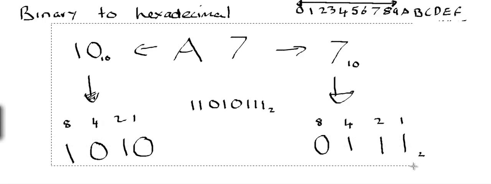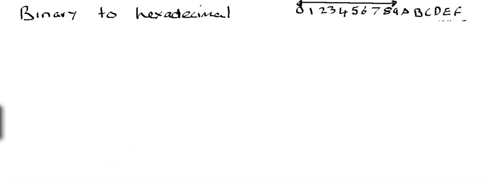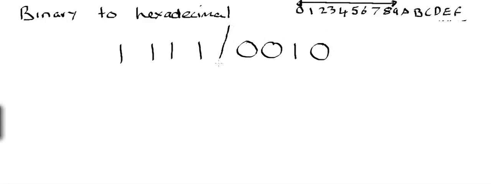Okay, if you feel you understand that, feel free to end the video now, but I'm just going to do one more example of both binary to hexadecimal and then hexadecimal back to binary again. So if we had the binary number 1, 1, 1, 1, 0, 0, 1, 0, we need to deal with them in two separate parts.